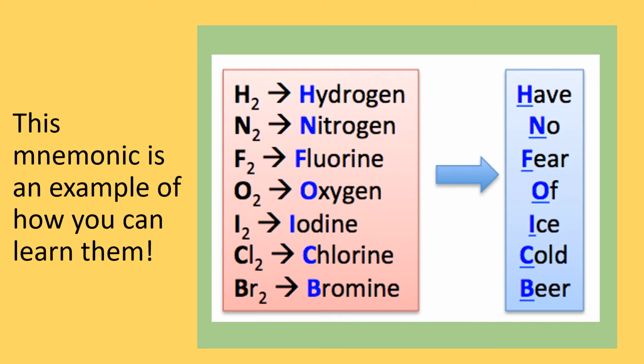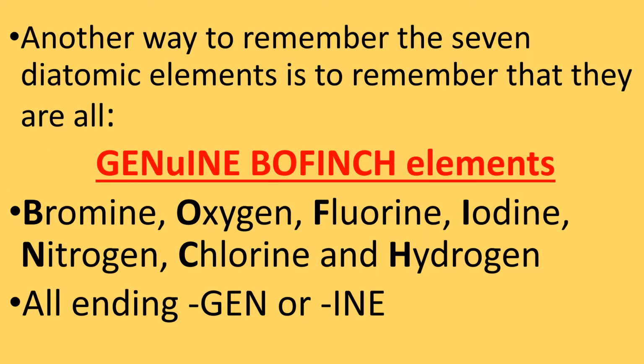Let's have a look at another example of how we could memorize the 7. So another way to remember the 7 diatomic elements, and I must admit the one that I prefer to use myself, is the idea that each of the 7 elements falls into the category of being a genuine Bulfinch element. Now, gen, ein, and Bulfinch are the 3 things that we can use to identify the 7 elements in the periodic table that are different from every other one. They form diatomic molecules. So the Bulfinch part, B-O-F-I-N-C-H, is the 7 elements as shown on the screen there: bromine, oxygen, fluorine, iodine, nitrogen, chlorine, and hydrogen.